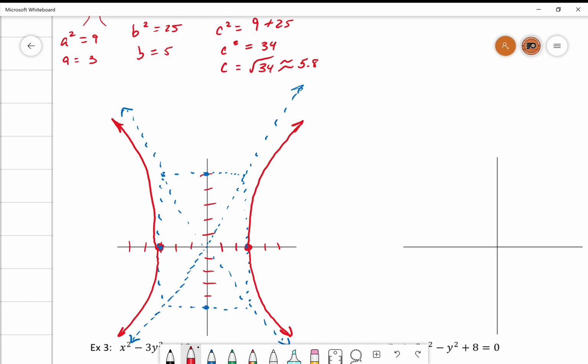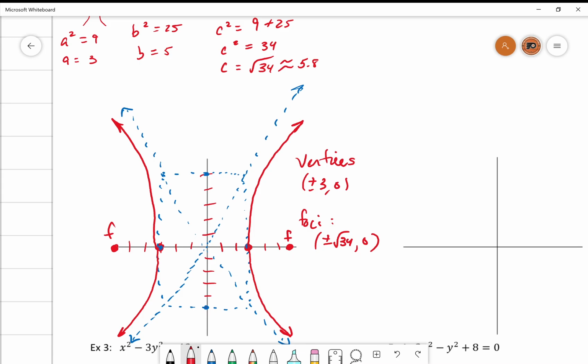Next up, we do have to give our details. Our vertices are plus or minus 3, 0. Our foci are plus or minus root 34, 0, because those are at 5.8. There's foci and a foci.